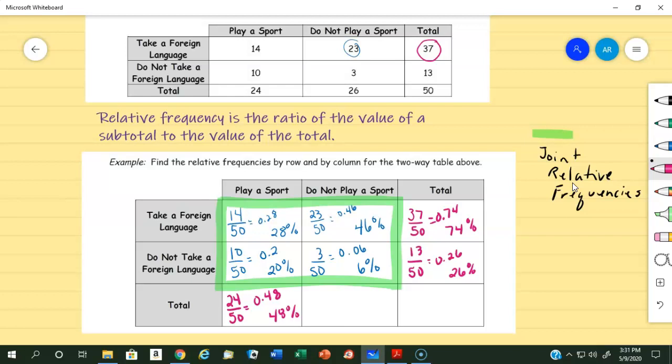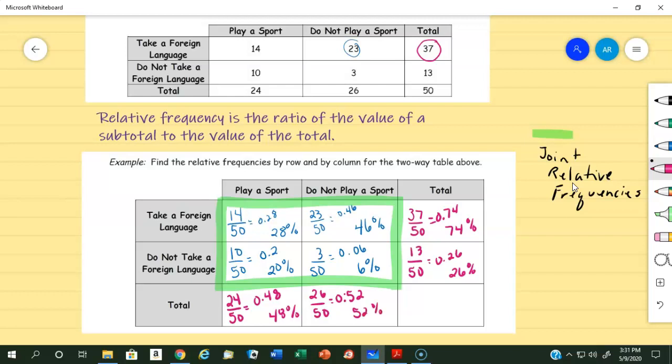So here I am going to have 26 divided by 50. When I do that math, I'm going to go ahead and get 0.52. When I multiply that by 100, I get 52%.